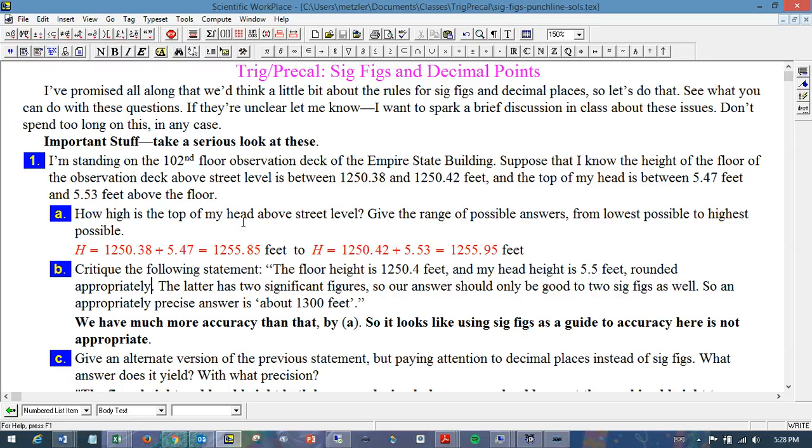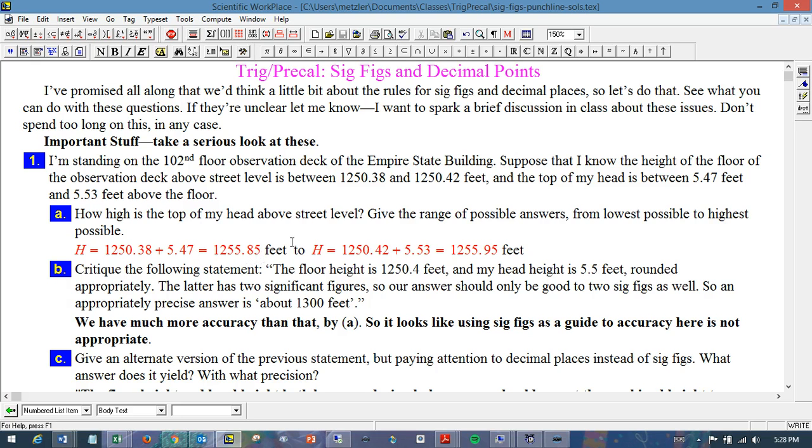And let's see why that's true by looking at the actual range of possible answers, okay? Let's assume that it's absolutely certain that it's between these two numbers, an absolutely certain statement about the height of my head. And so that gets it away from how much precision you report and gets to much more certainty. Okay, so what's the lowest scenario for the height of my head above the street level? It's just add these two smaller numbers. Okay, 1250.38 plus 5.47, if you do it, it's 1255.85.